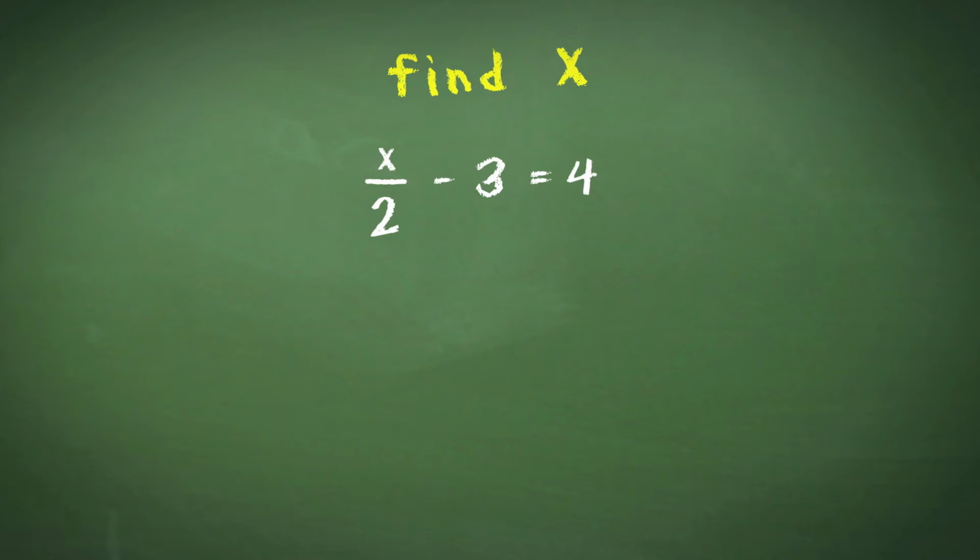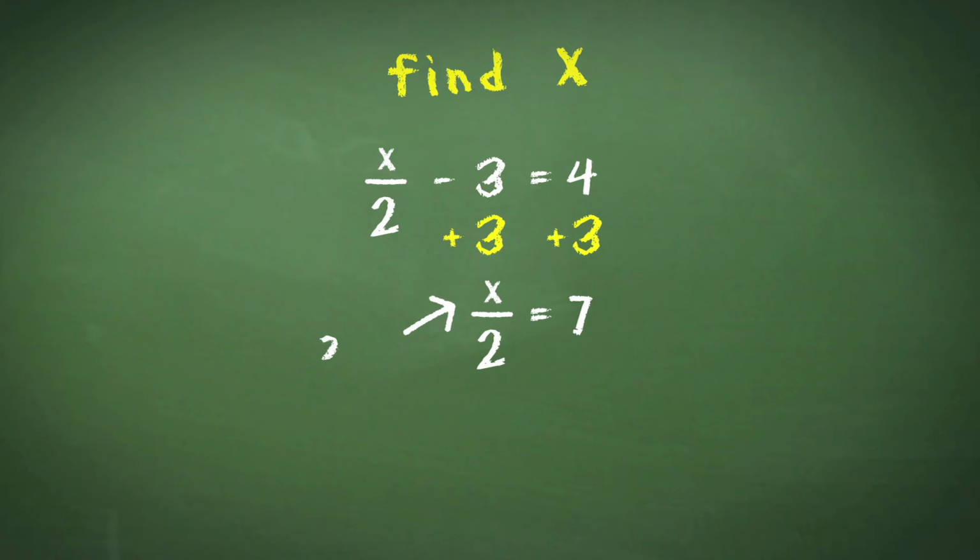So we need to get rid of the minus 3 from the left-hand side of the equation. We do this by adding 3, because minus 3 plus 3 equals 0, or nothing. And remembering the golden rule that in algebra, whatever we do to the left-hand side, we must also do to the right, we add 3 to the right-hand side as well. This will give us x over 2 equals 4 plus 3, or 7.